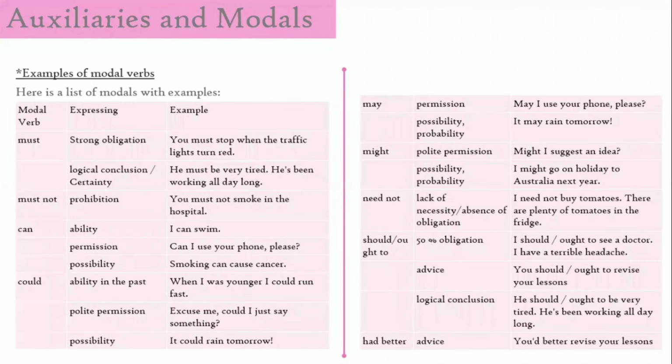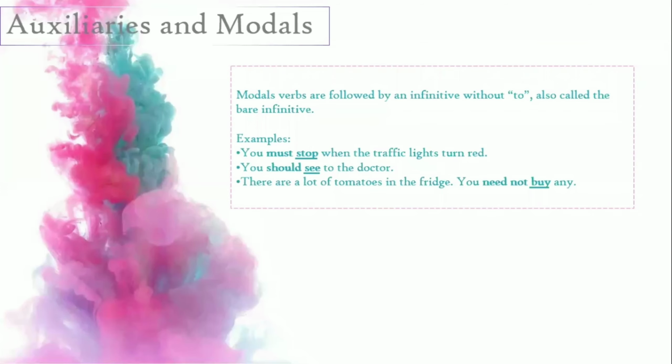There are examples of modal verbs on the screen that we have explained on the review slide. Modal verbs are followed by an infinitive without to, also called the bare infinitive. For example, 1. You must stop when the traffic lights turn red. 2. You should see the doctor. 3. There are a lot of tomatoes in the fridge. You need not buy any.